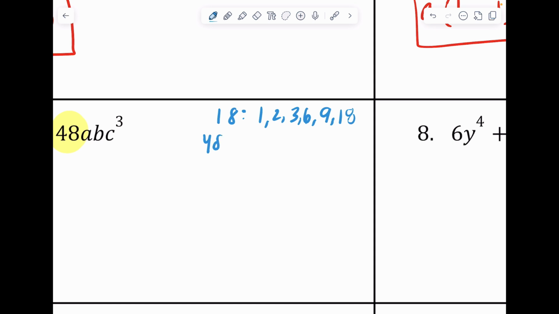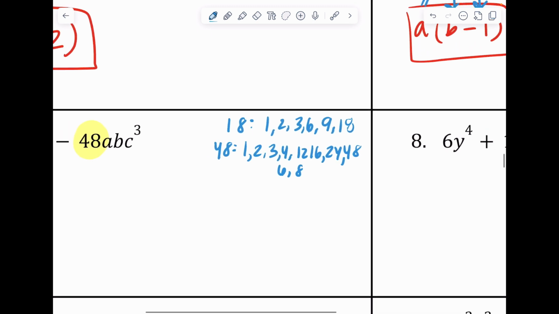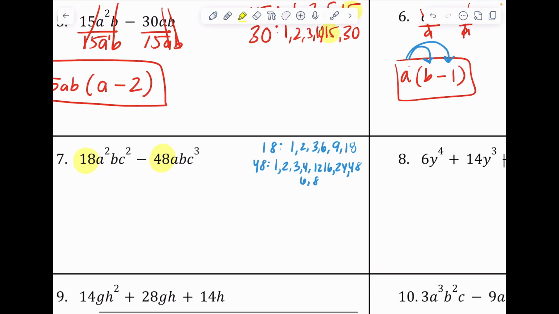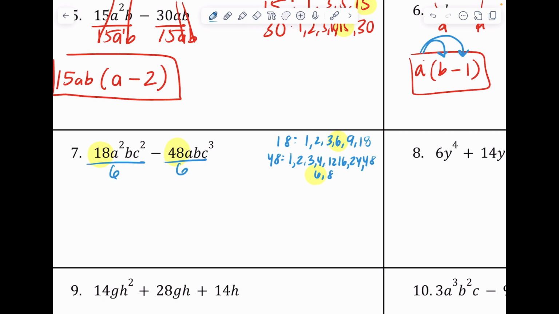Now I have 48. I know 1 and 48 make 48, 2 and 24, 3 and 16 make 48, 4 and 12 make 48. I also have 6 and 8 make 48. Now my greatest common factor is going to be, what is it? Looks like it's going to be 6. Yeah, it's the greatest common factor. So I can factor out a 6 for sure.